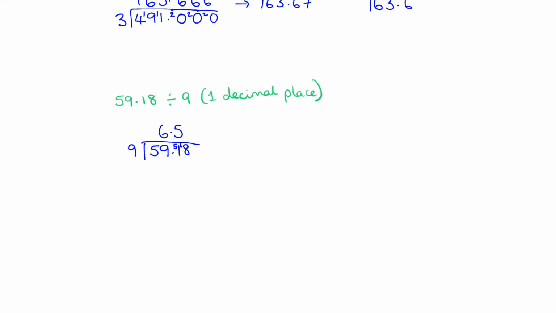And then 9 into 68, well 7 9s are 63, I was saying that the wrong way around then. So 7, and we would have 5 left over, but we only need to be given 1 decimal place for our answer, so that would be 6.6. So you always need to work out to an extra decimal place to be able to round correctly, otherwise we'd be stopping here and saying that that's 6.5, and that's not the right answer.